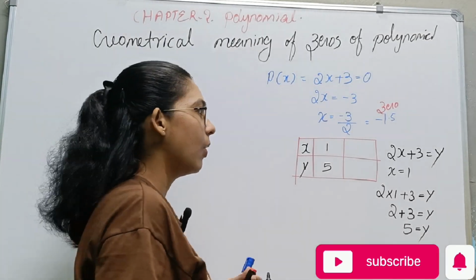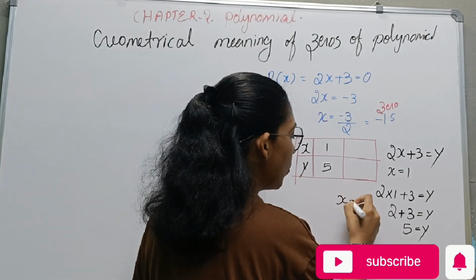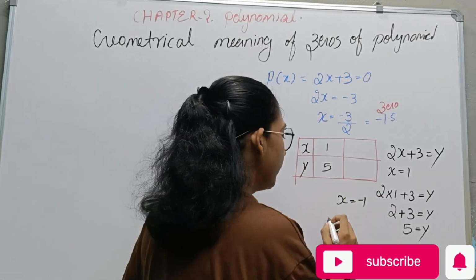Clear? Now let us assume another value, that is x is equal to minus 1. What happened?